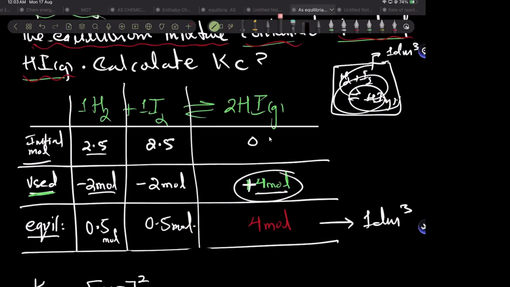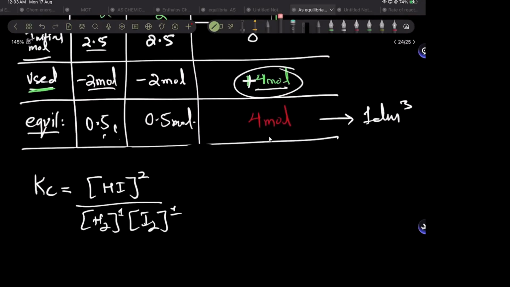If it were a solution, then the solution used over here must be of 1 dm cube totally. All right, so can I say these are the moles that are present of H2? Can I write them as mole per dm cube? Yep, because the whole volume is 1 dm cube. So mole per dm cube.